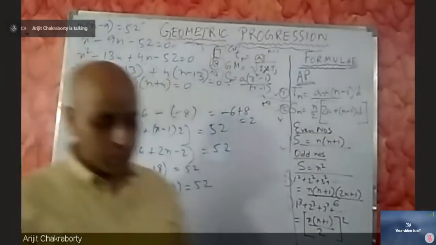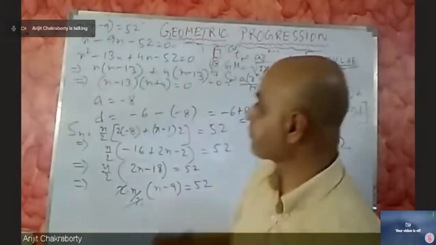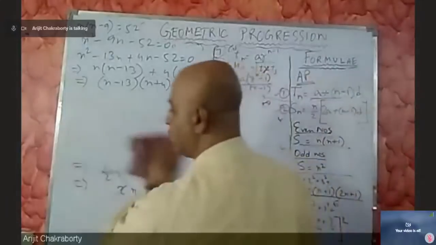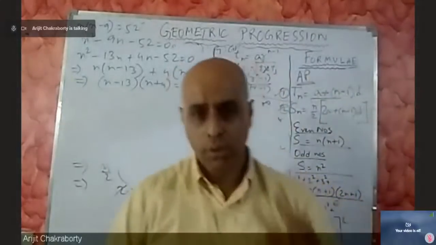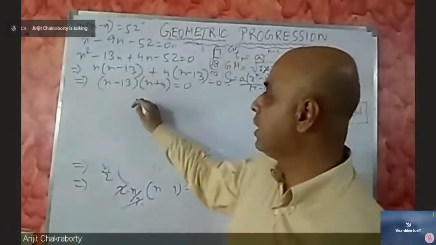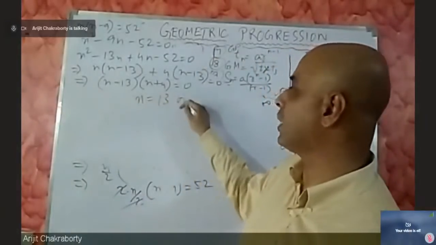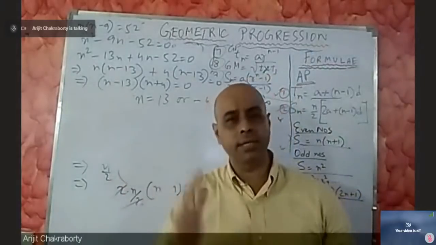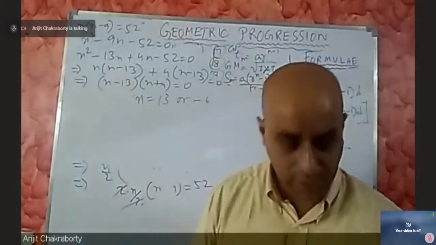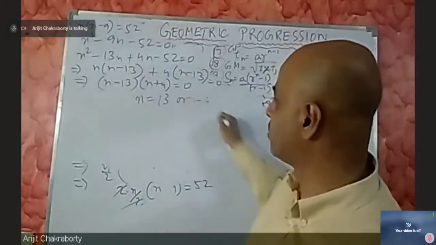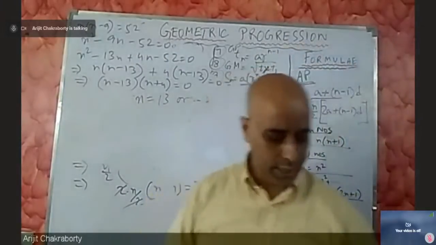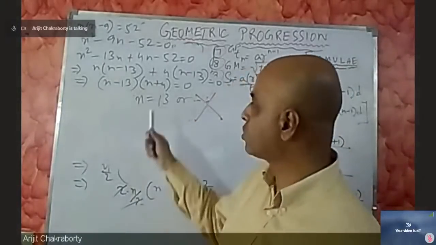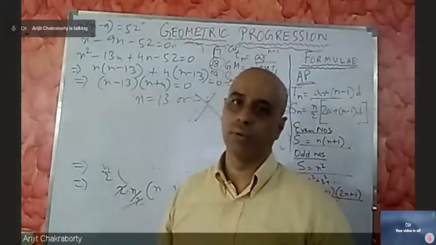Now from this equation, n minus 13 into n plus 4 equal to 0, you can draw two conclusions. First, n is equal to 13 or n is equal to minus 4. But can n be minus 4? Because n is the number of terms, it can never be negative. So n equal to minus 4 is not possible. It is not admissible, it is not acceptable, it is not logical. So n has to be equal to 13. So the answer is n equal to 13.